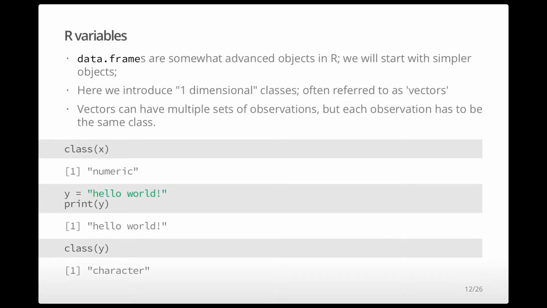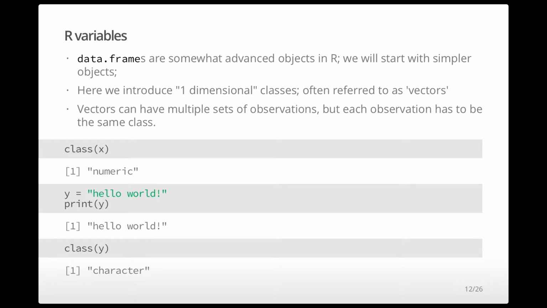So they're a little advanced in the sense of the way you access columns and rows and stuff like that. So we're going to step back and start from the ground up. We're going to be talking about one-dimensional classes, two-dimensional classes, and then some more complex classes. So you start from the beginning. We're going to introduce one-dimensional classes, which are also called vectors, right? Vectors can have multiple observations, but each observation has to be of the same class.